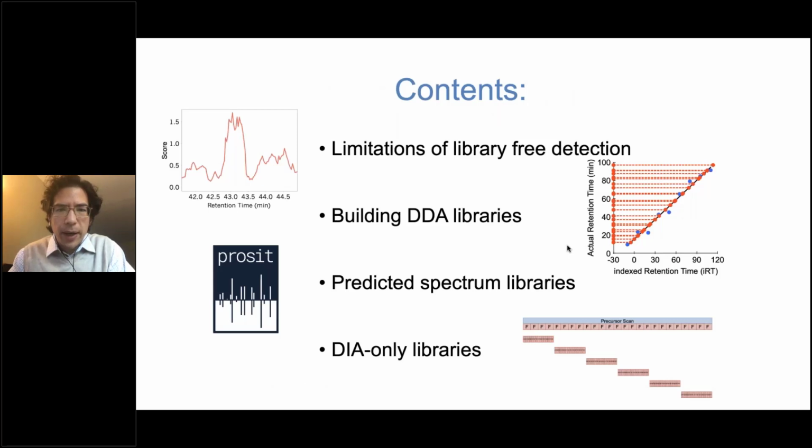So with that, I'd like to talk about library-free detection and also the limitations of that style of work. Second, about building DDA-based libraries and how to best build and use them. Then, discussing predicted spectrum libraries, specifically with PROSIT, how they can be used for DIA, and what their benefits and drawbacks are. And then finally close out with some new work on DIA-only libraries.